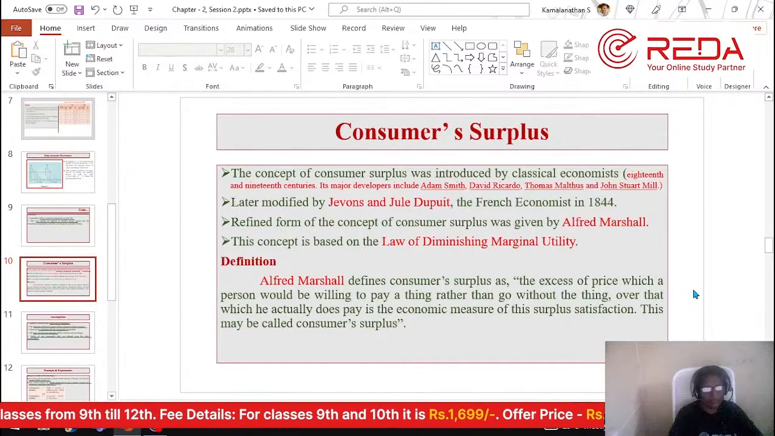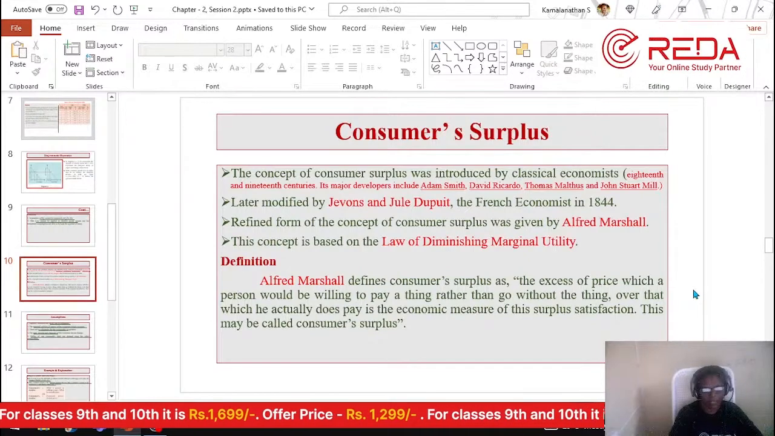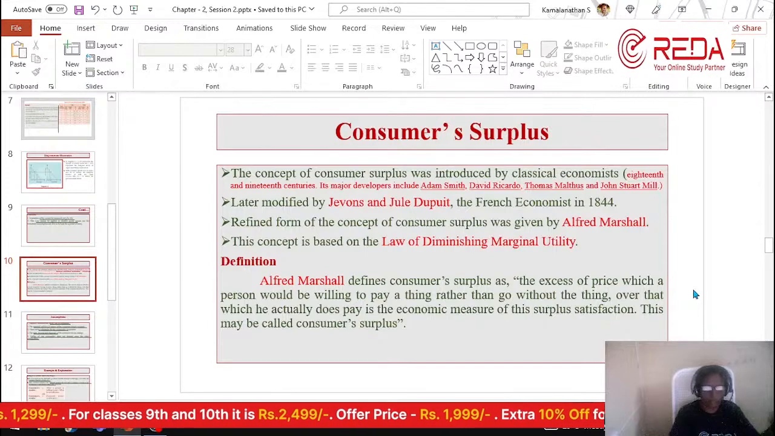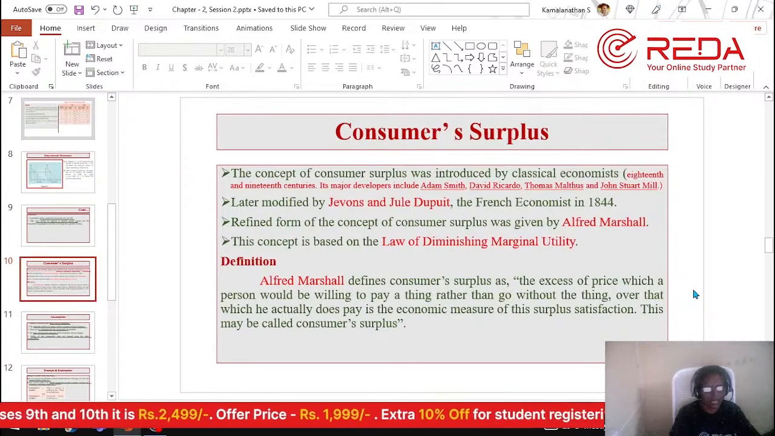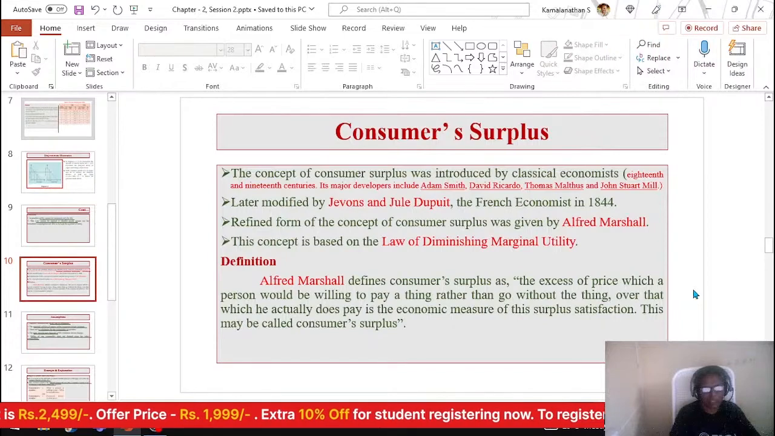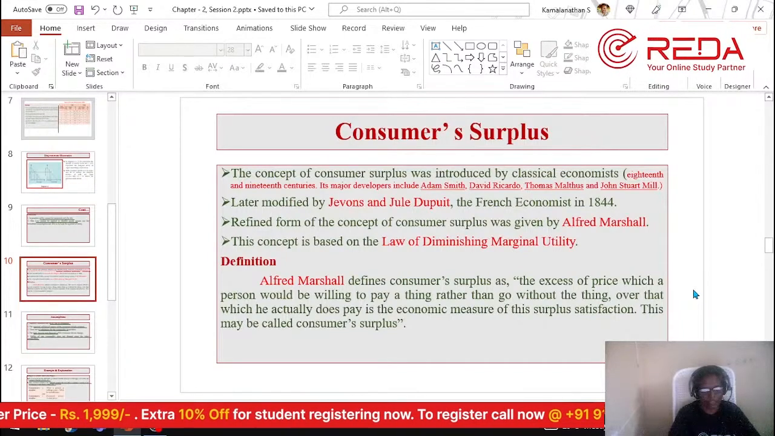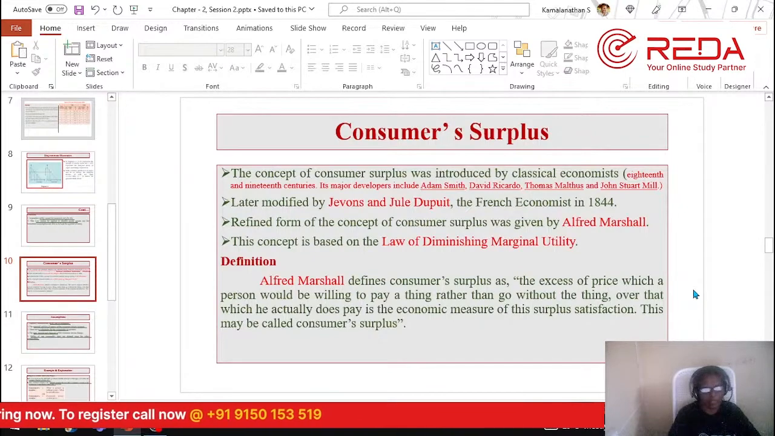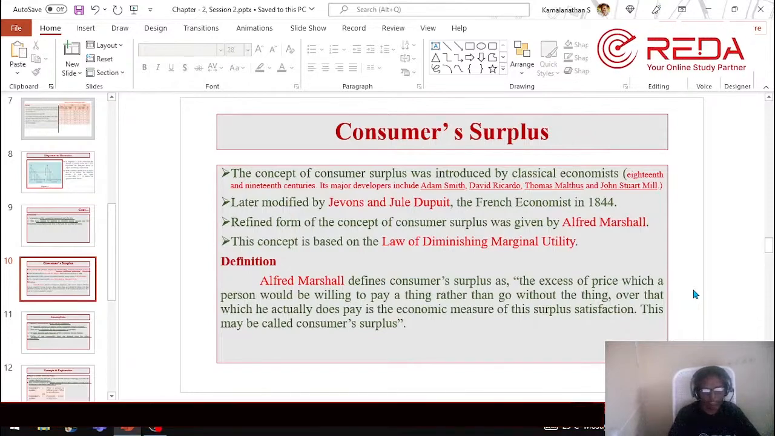by Jevons and Jules Dupuit, the French economist, in the year 1844. As we have seen, the law of diminishing marginal utility was also modified by Jevons. Later the concept of consumer surplus was perfected by Alfred Marshall. Alfred Marshall gave a proper structure to this consumer surplus, and it was based on the law of diminishing marginal utility.